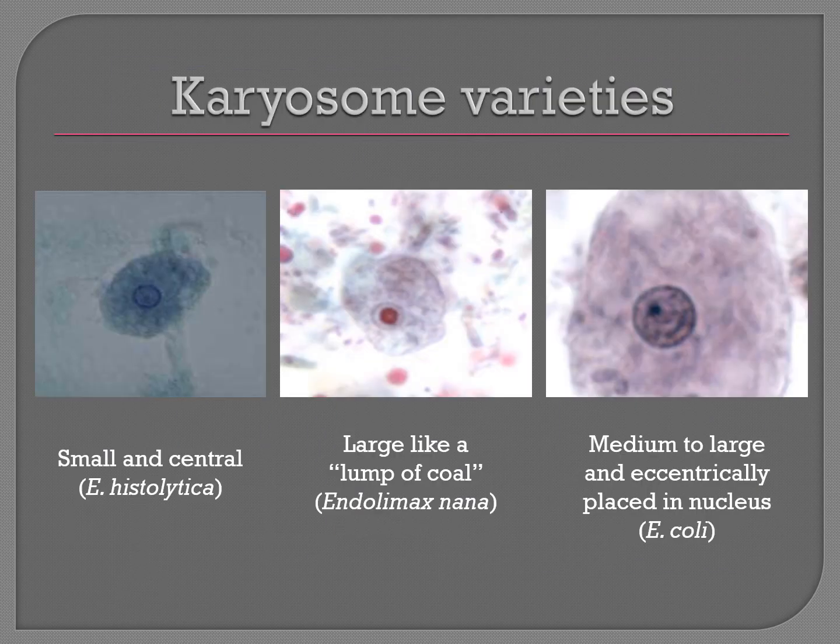Let's go ahead and talk about the three varieties of karyosomes that you're going to see. The first one I want to talk about is on the left of your image. This is a small and centrally placed karyosome. This would be an example of an Entamoeba histolytica. In the middle, we have a karyosome that is large like a lump of coal, and that would be Endolimax nana. And then on the right image, we have a medium to large karyosome that is eccentrically placed inside of the nucleus. It's sort of offset, and that is typical of your Entamoeba coli. Okay?